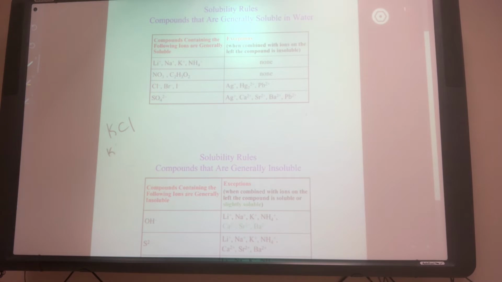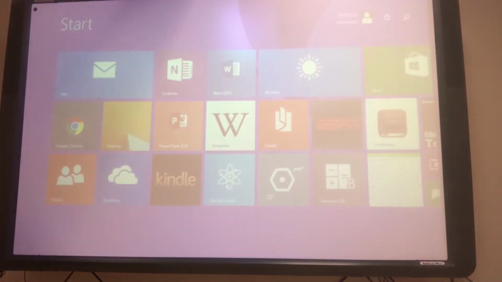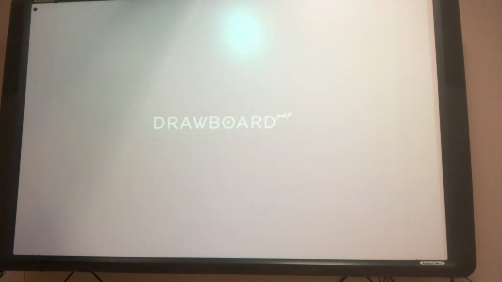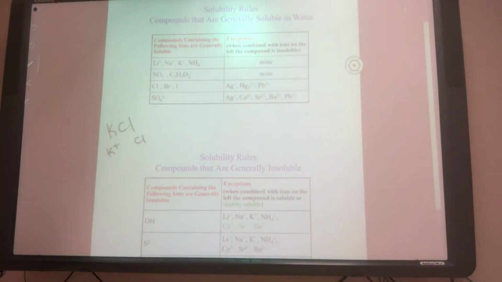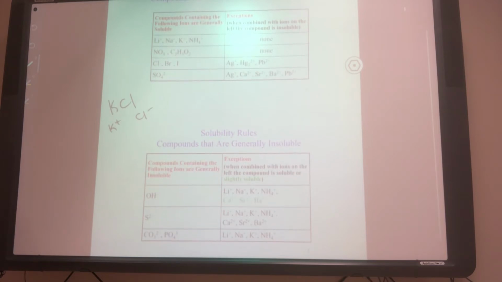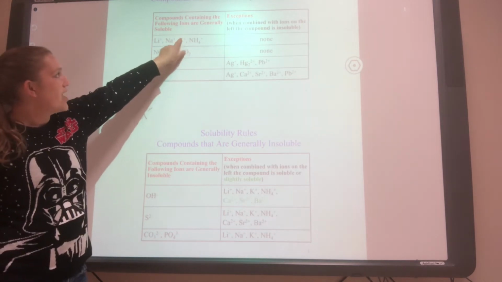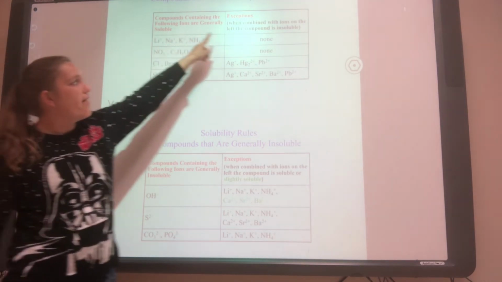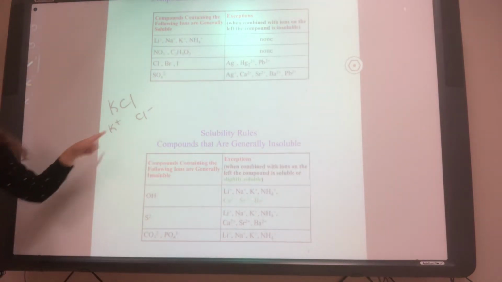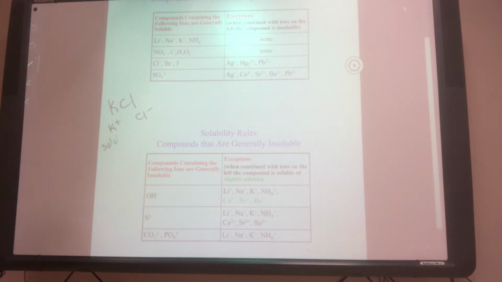And so that was K plus and Cl minus. So then I want to look on my chart and see, does anywhere have a K plus? Technical difficulties. There we go. All right, so then I want to say, do I see, and I only look on the left side, I don't look on the right side, does anywhere do I see K plus? So no, not here. So K plus is always soluble, and there are no exceptions.